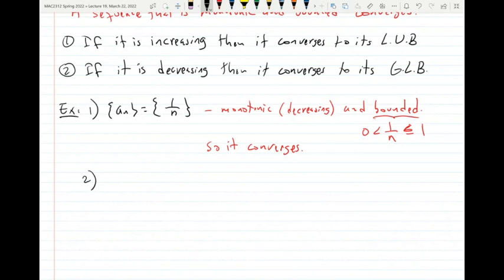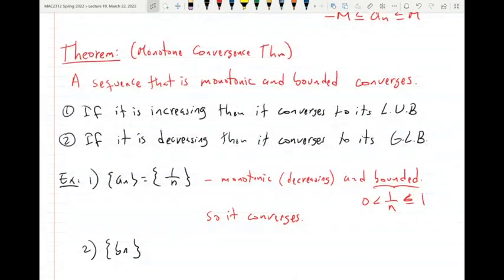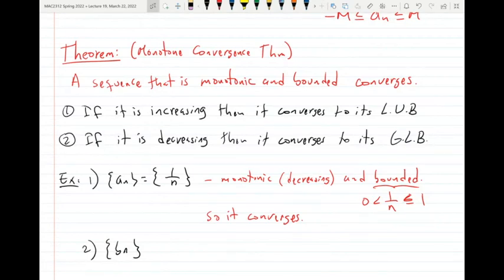Let's see another one. I want you to understand that a sequence could converge and not have these properties. What this is saying is that if it is monotonic and bounded, then it converges. But if a sequence converges, it doesn't mean that it has to exhibit this behavior. So just keep that in mind.